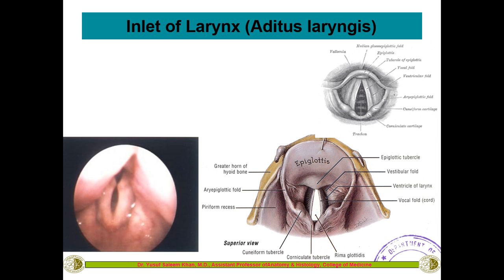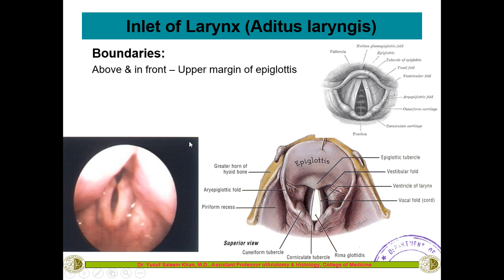When you see through the laryngoscope, what do you see? This is how it looks. You should be able to identify what these structures are that are seen through the laryngoscope. This inlet of the larynx is also called the additus laryngis. What are the boundaries for this? In the front we have the upper margin of the epiglottis. If you see this picture, it can be made very clear.